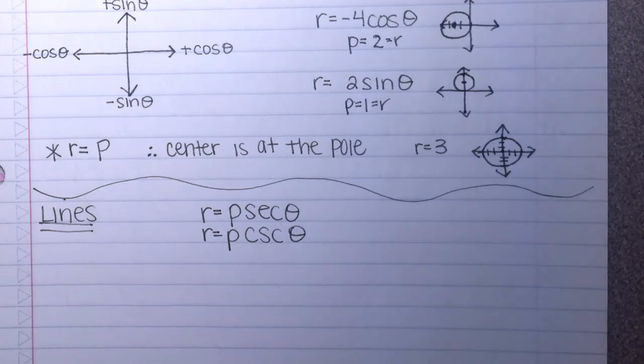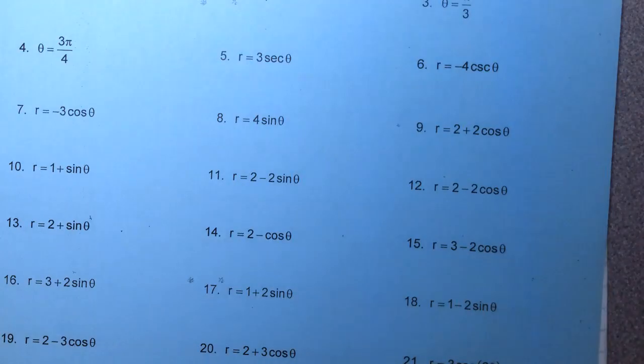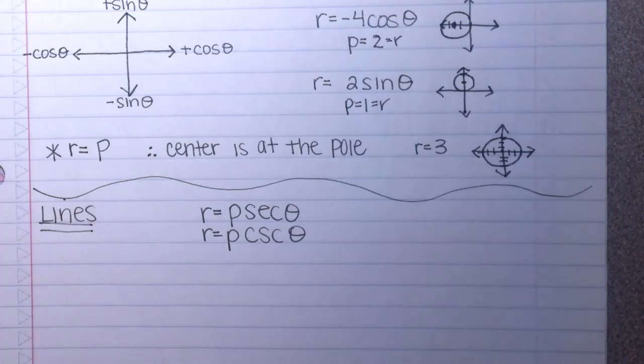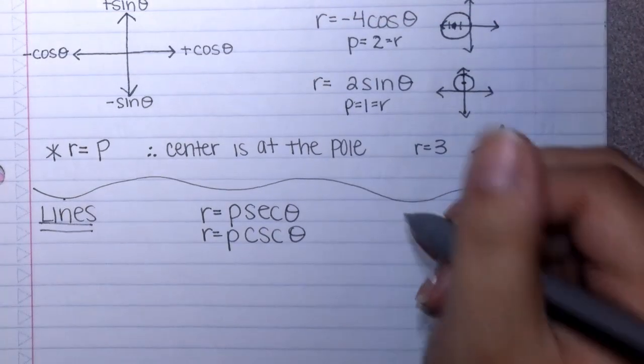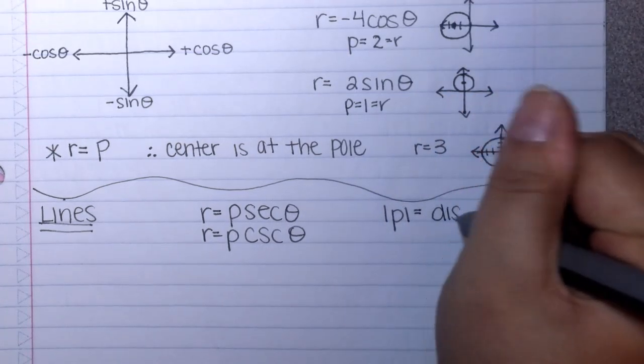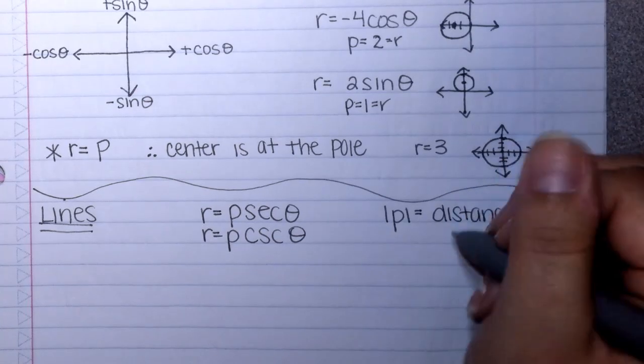So if you look at your worksheet 2, which I'm going to have y'all pull out towards the end of class, you can very easily look at it and see which one of these is a line. The number 5 is a line. What else is a line? 6 is also a line. So those are very easy to spot. Do y'all agree with that? All right. So lines are secant and cosecant. As a reminder, the absolute value of P is the distance from the pole.